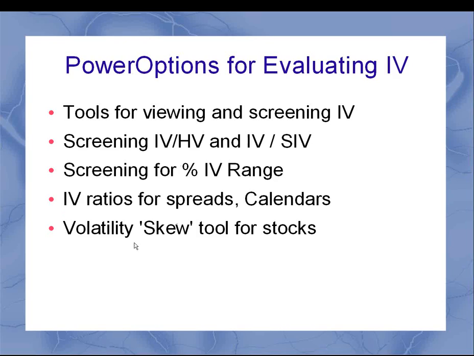Okay, and real quick, Bill asked a question. In the past, I've attempted to screen for stocks that have an IV greater than 100 but got no results. I have to leave early, but would you go over what I did wrong?